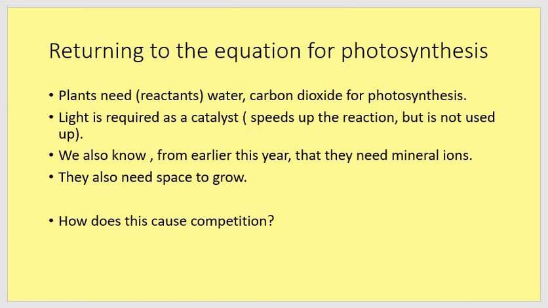So if we go back to the equation for photosynthesis, we know that plants need water and carbon dioxide. We know that they need light as a catalyst, and earlier in this year we learned that plants need mineral ions to help them grow and to help reactions. They also need space to grow.